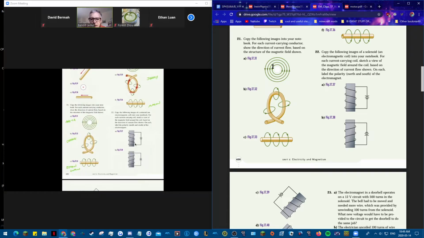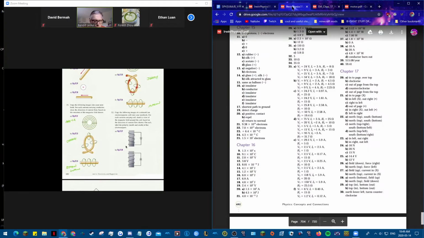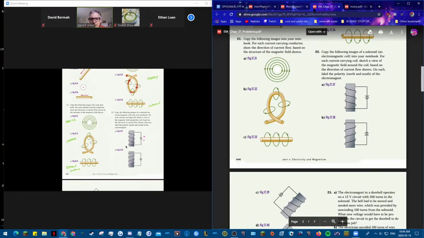So who wants to do A here? Okay, Max, do A. So which side is north, which side is south? So you found out which direction the current flows. Okay, so what is this one here? Max, what is this arrow? It's the direction of the current.